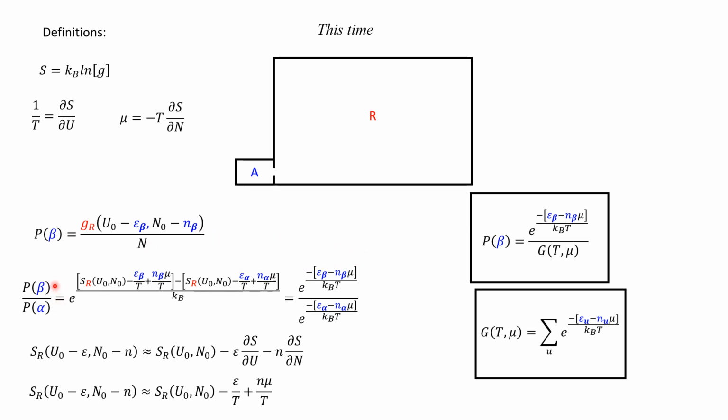And we know that this ratio is valid for any pair of states, beta and alpha, which means that the absolute probability must be equal to the exponential divided by a normalizing function. So we can find this function of the temperature and potential by requiring that the sum of the probabilities over all states of system A is equal to 1. And if we do that, we find that this function is the sum of the exponential over all states of system A. And this function is called the Gibbs function.